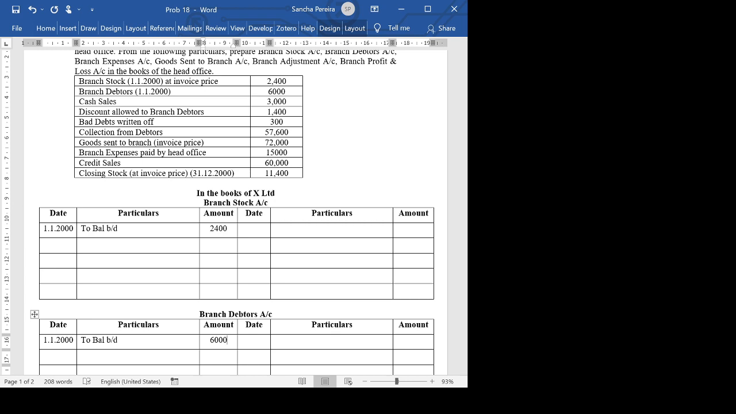Then we have cash sales, 3,000. So I will show it here. This is all now during the year. So as of 31st December 2000, by cash sales, or by cash you can just show as sales. In bracket you have 3,000.